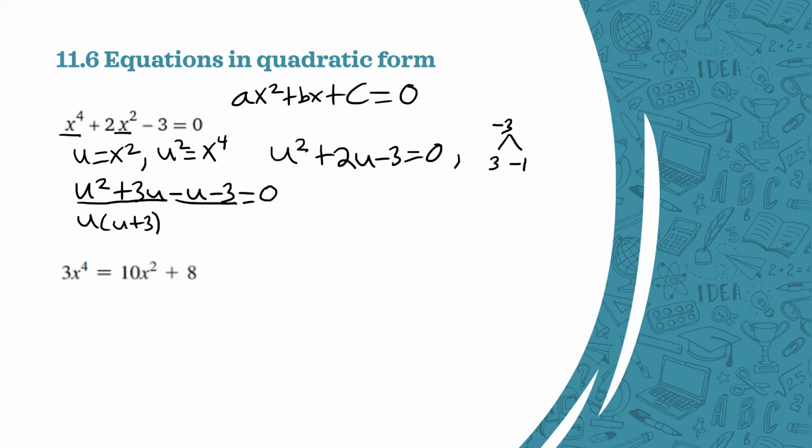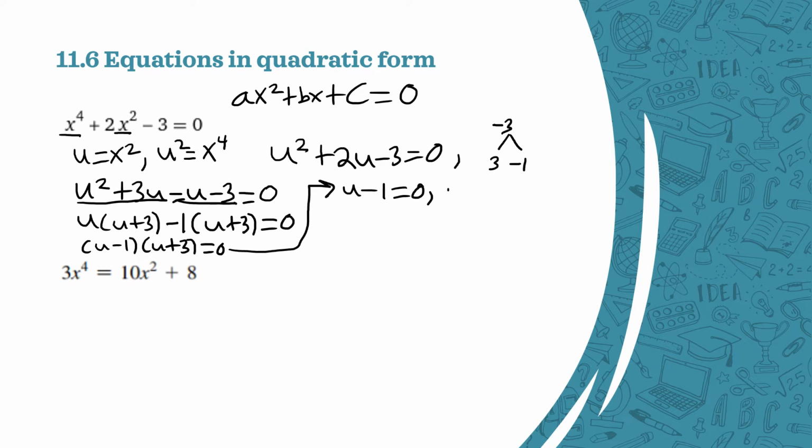Now for the second group, the leading coefficient is negative. Whenever you see that, you always want to factor out a negative. So factor out the negative 1 here, and you're going to have u plus 3 equals 0. So now we're left with u minus 1 times u plus 3 equals 0. So that would mean u minus 1 is equal to 0, and also u plus 3 is equal to 0. So u is equal to 1 here, and u is equal to negative 3.